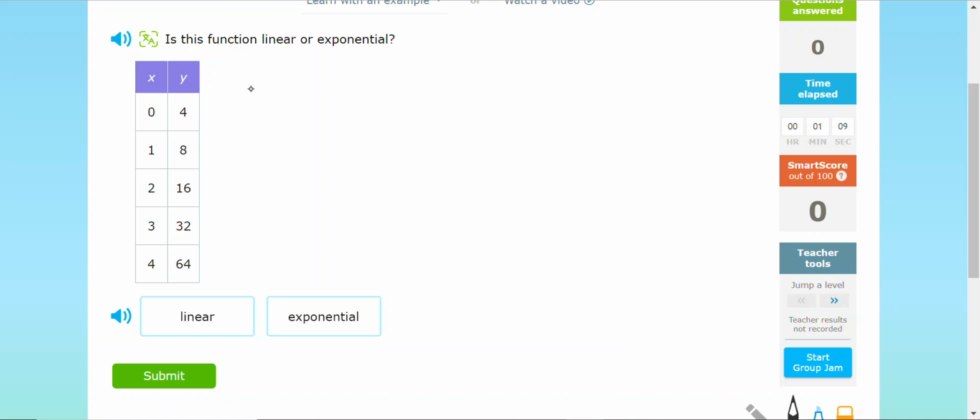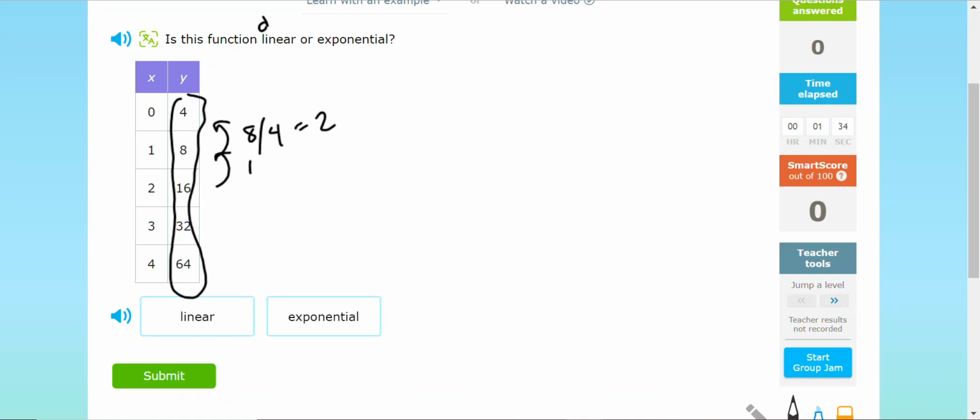To determine what it is, remember for linear, you have a common difference. For exponential, you have a common ratio. So when I look at these numbers, I see that they're growing very, very fast, so I would think exponential. 16 divided by 8 is 2, and 32 divided by 16 is also 2. So it is a constant ratio. Ratio means we divided two numbers. So yes, it's going to be exponential.